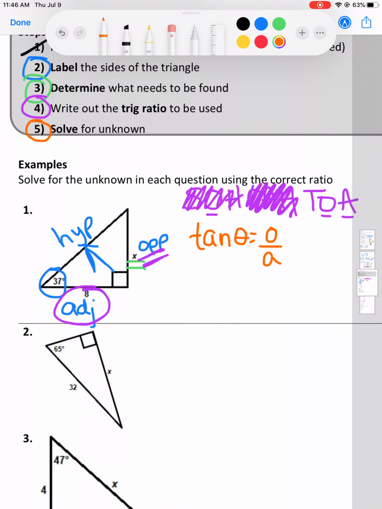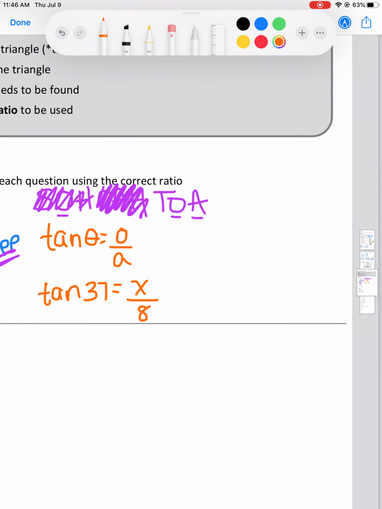Tan theta. Theta is another thing to represent angles, okay? So let's fill in what we have. So do I have an angle? Yes. Okay, it's 37. Do I have an opposite? No. Okay, so that's my x. Do I have an adjacent? Yes, it's 8. Okay, so this is where your basic algebra comes in.